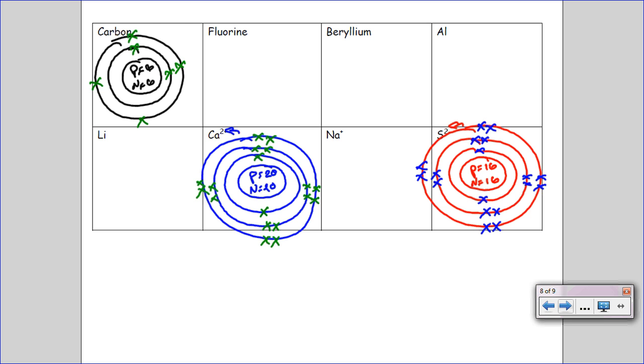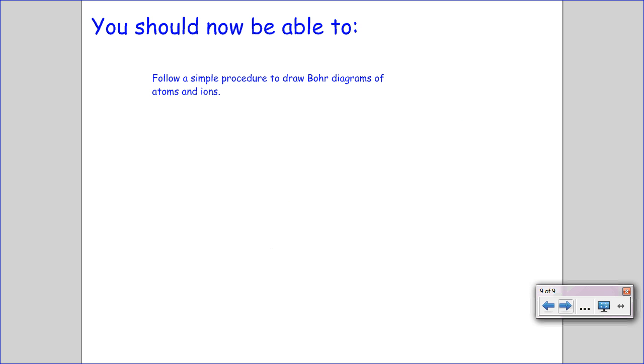So those are Bohr models. They're there to show you that the atom has protons, neutrons, and electrons, and how the electrons are arranged around the nucleus. That is the point of a Bohr model. So follow that simple procedure every single time. The only asterisk or buyer beware is that you might be asked to draw a Bohr model of an atom or an ion. Atoms are easy. You copy what you see on the periodic table. Ions, you got to take that extra step and think, okay, does it have more electrons or fewer electrons than what I see on the periodic table?